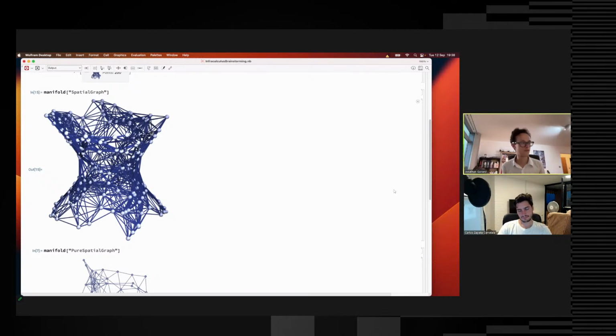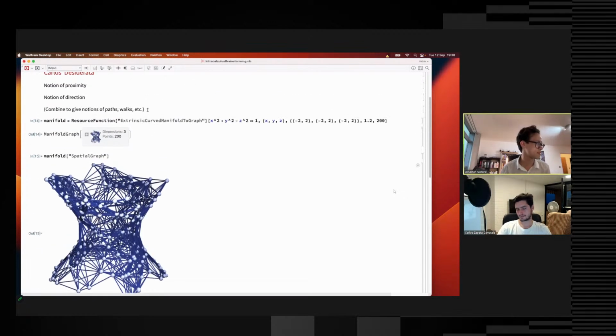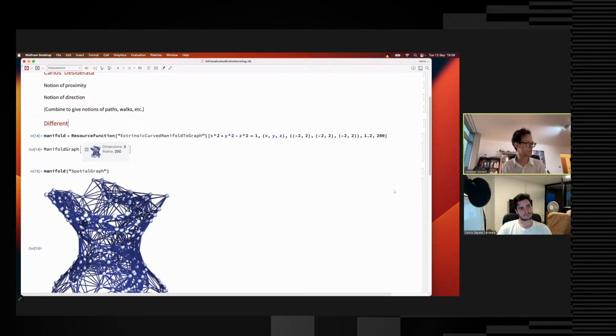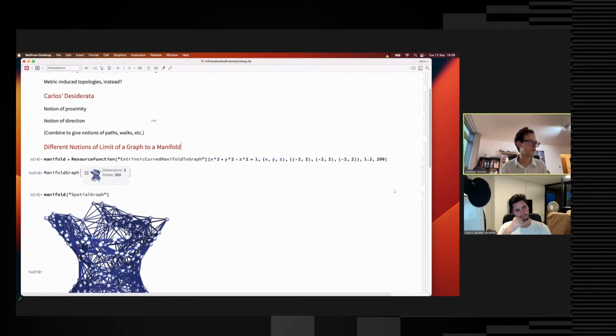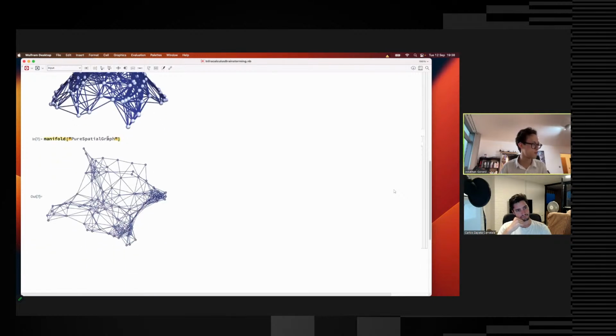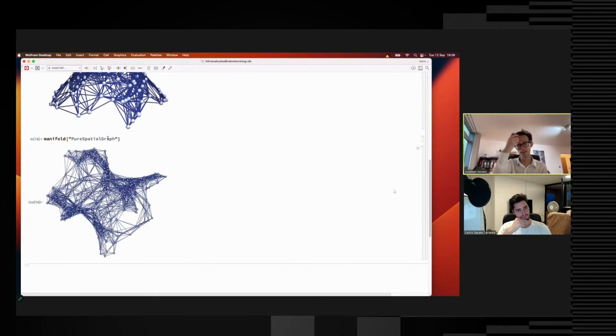And again, one of the objectives with the Infracalculus, so I'll just say different notions of limit of a graph to a manifold, and I'll put this in as an illustrative example. That's one of the kinds of questions that we would hopefully like the Infracalculus program to be able to answer: what is the relationship between these different notions of limits and so on.